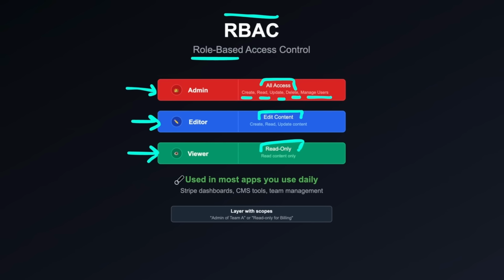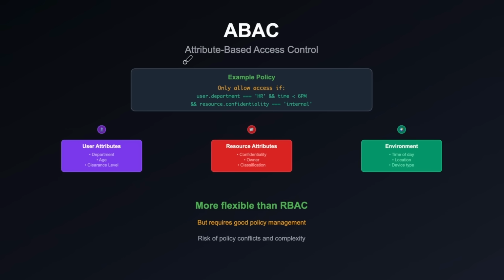This is the most common way in authorization models, and this is used in apps that you use daily, like you saw with GitHub or Stripe dashboards or CMS tools, team management tools, and so on. The next model is attribute-based access control, or ABAC in short. This access control goes beyond the roles, so it uses the user attributes or resource attributes and environment conditions to define the access. Some example policy you can see here.